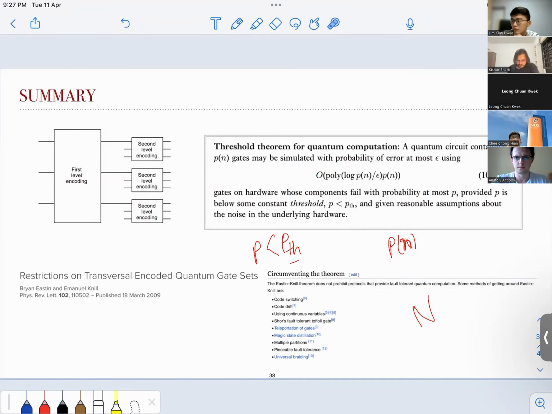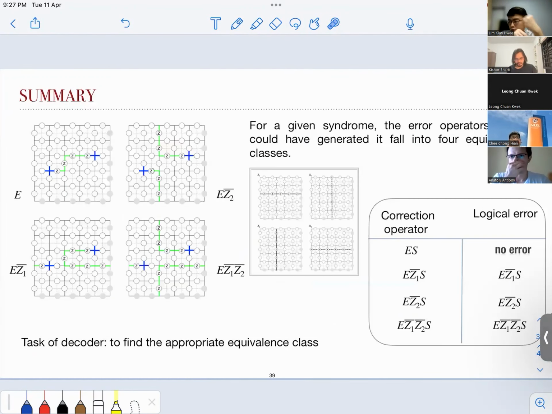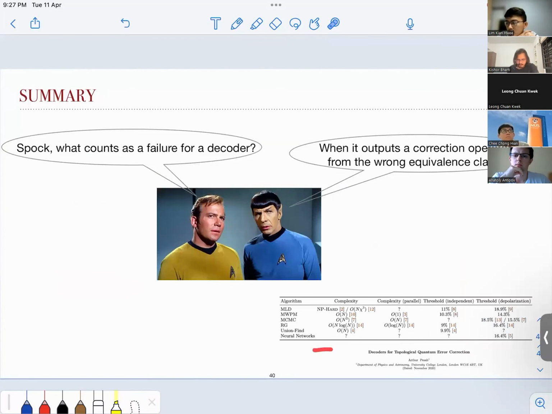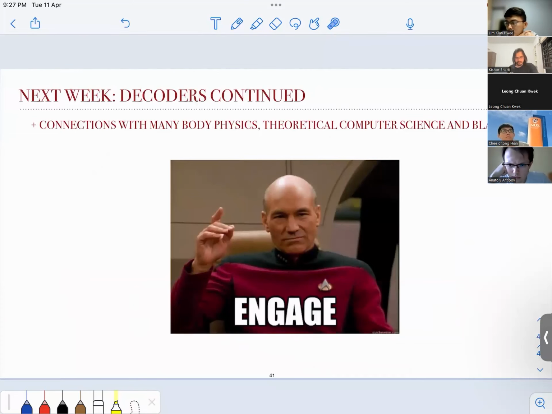And there is this fight between universality and transversal implementation, and we talked about the Eastin-Knill theorem and so on. And then we also discussed decoders, and we said that the task of the decoder is to find the appropriate equivalence class. So that's it.